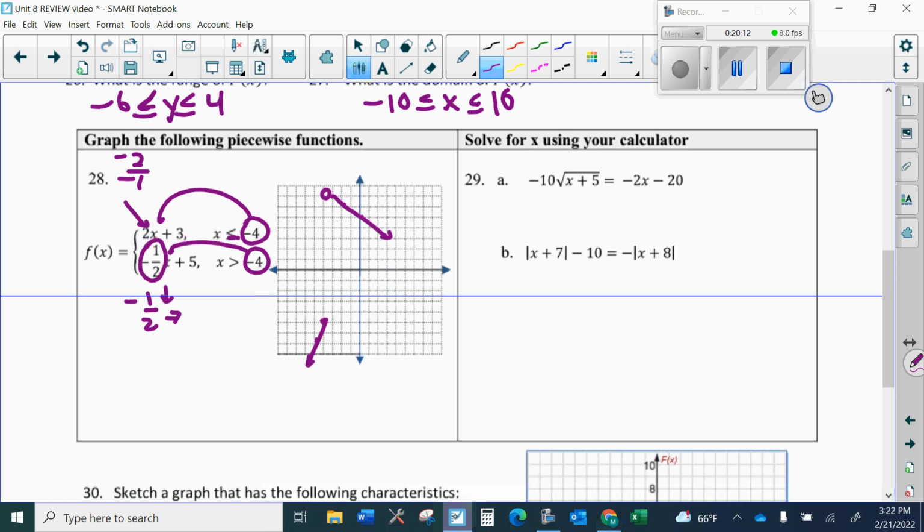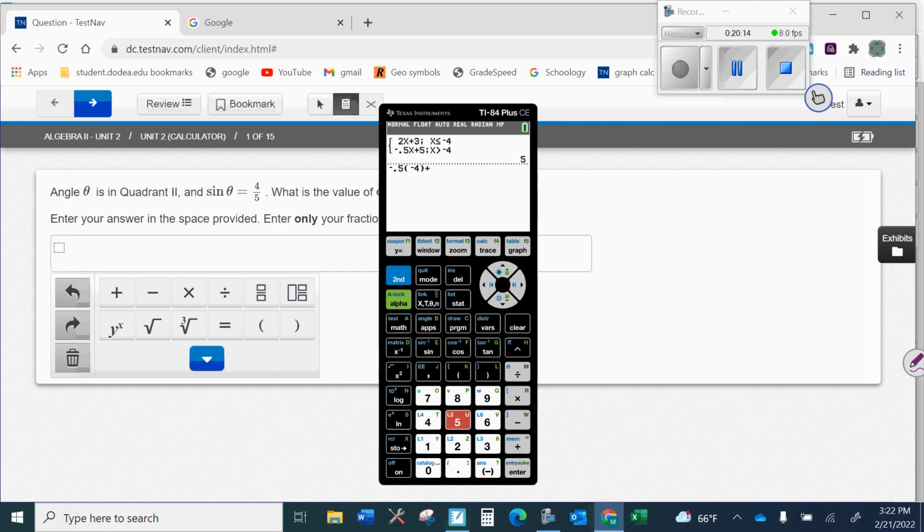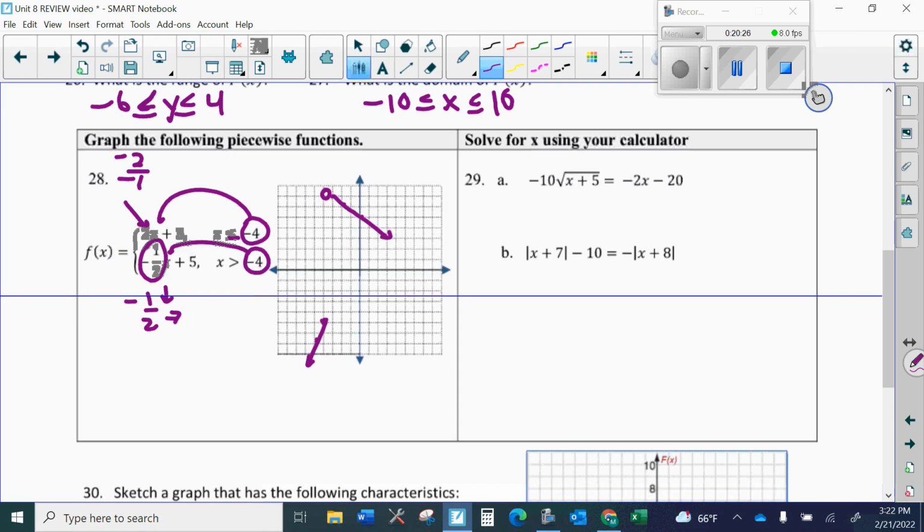Plus 5. Okay, and I hit plus 5, and there that gives you that 7. So you know right there what that 7 is with the open circle. Okay, so that's another way you can test that if you didn't know. All right, next. Here we're just plugging these into the graphing calculator.